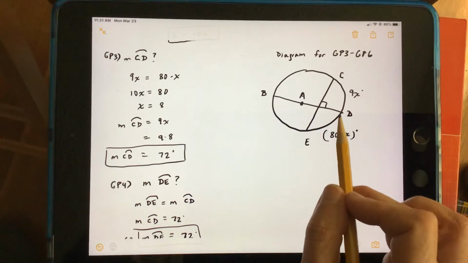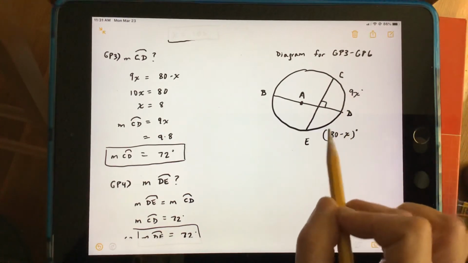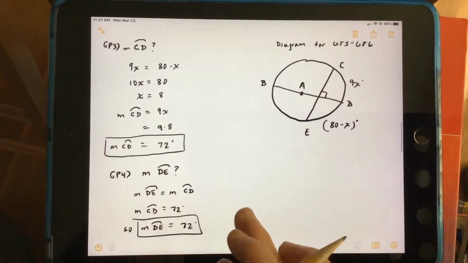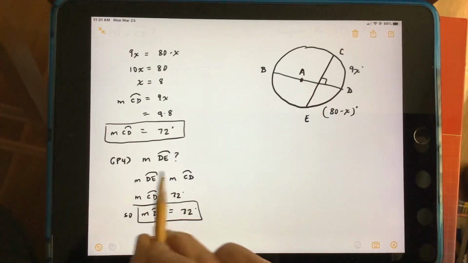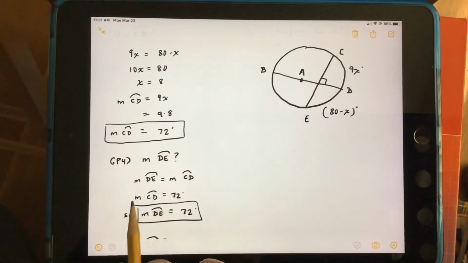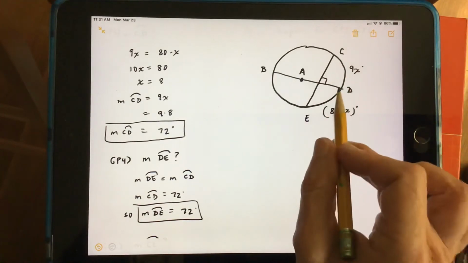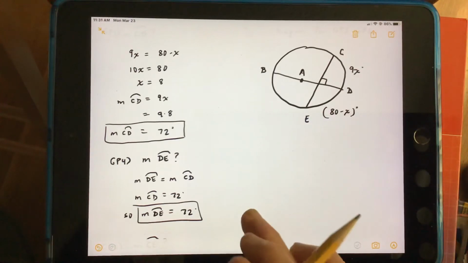Well, that leads us right into guided practice 4. Whatever the measurement of CD is must be the same as DE. They're congruent arcs. So with really no further ado, we can jump right to the measurement of DE is 72 degrees. Here I've just noted that those two arcs are congruent. I've said what the measurement of the first arc is, CD is 72. And so I can conclude the measurement of DE must also be 72.